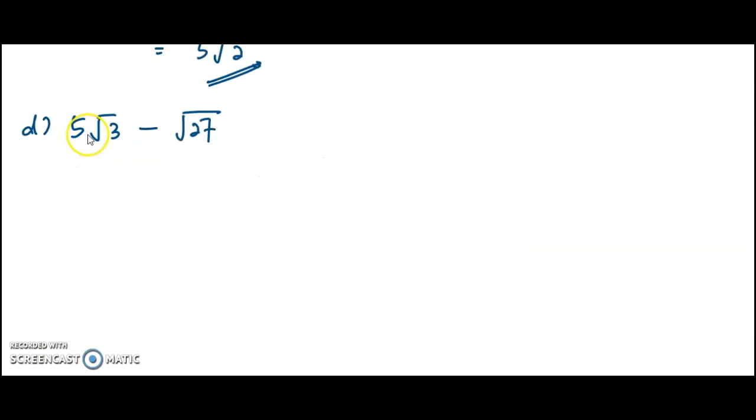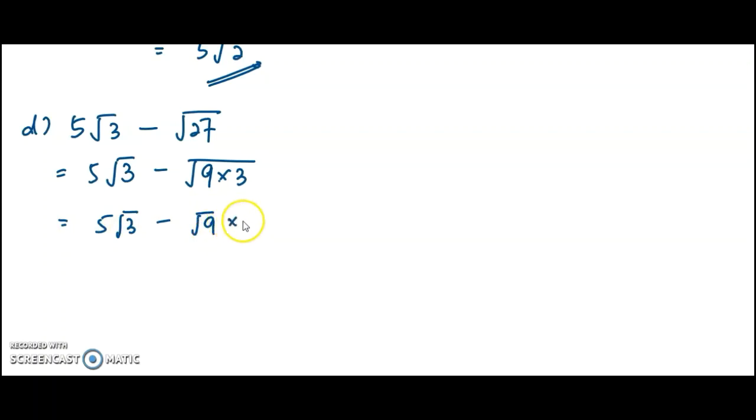So the final answer is 3 surd 5. For the next example, 5 surd 3 minus surd 27. 5 surd 3 is already in the simplest form, so we just write it down. What we need to simplify is surd 27. By splitting 27 into 9 multiplied by 3, we can split it further into surd 9 multiplied by surd 3. Surd 3 is the simplest form. We just need to simplify surd 9, which equals 3.